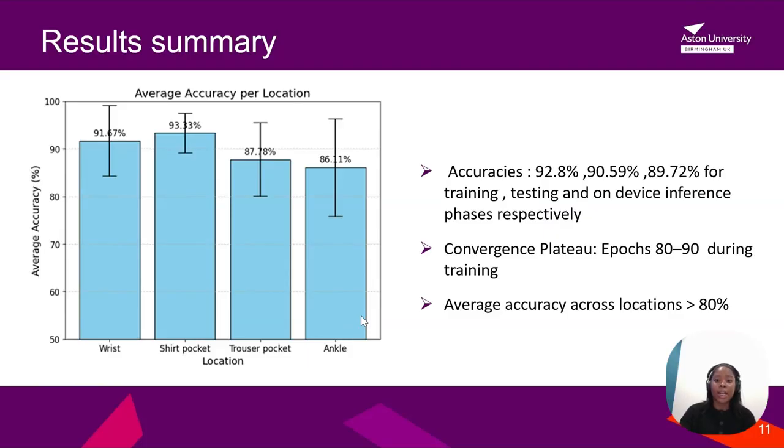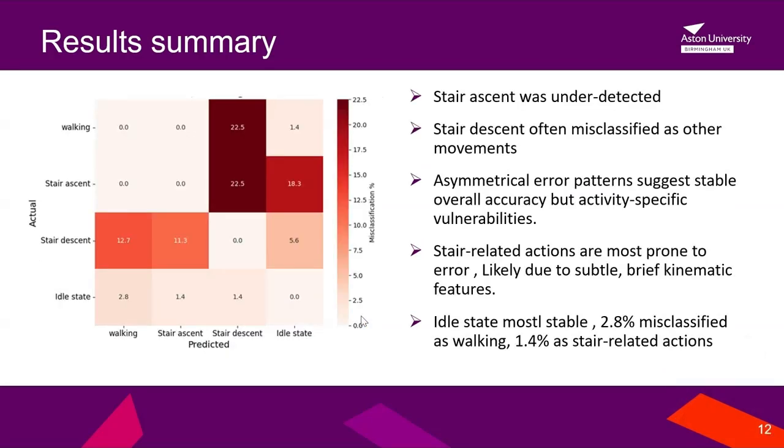90.59% accuracy for testing, and a slight drop for on-device inference as well. And during the testing phase, there was a convergence plateau at about 80 to 90%. So that might be the optimal epochs for training the model. We also looked at the error rate. So this was mostly to see what activities are being misclassified as what activities.